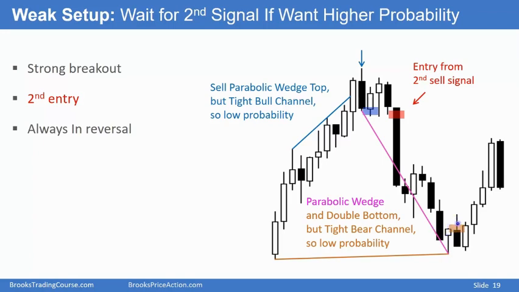The bears tried to resume again, but immediately the bulls got another reversal bar. So buying above this bar is a second entry buy and a higher probability for at least a scalp up.